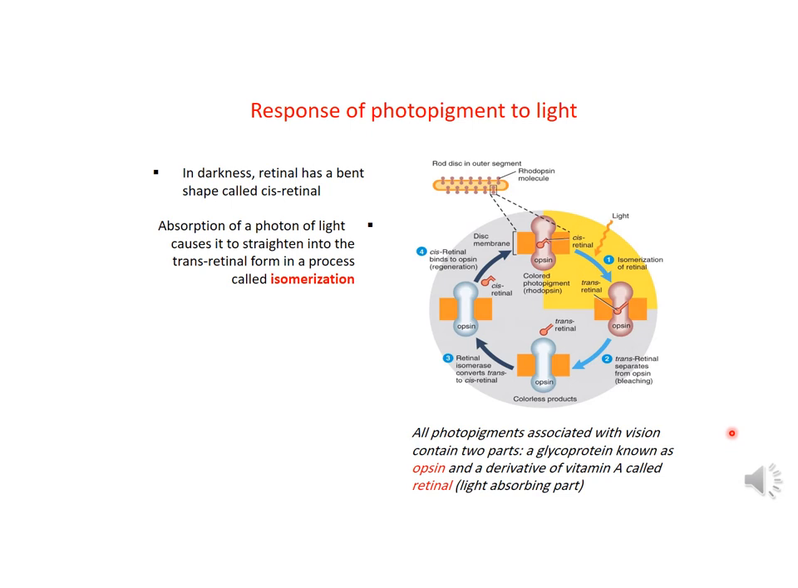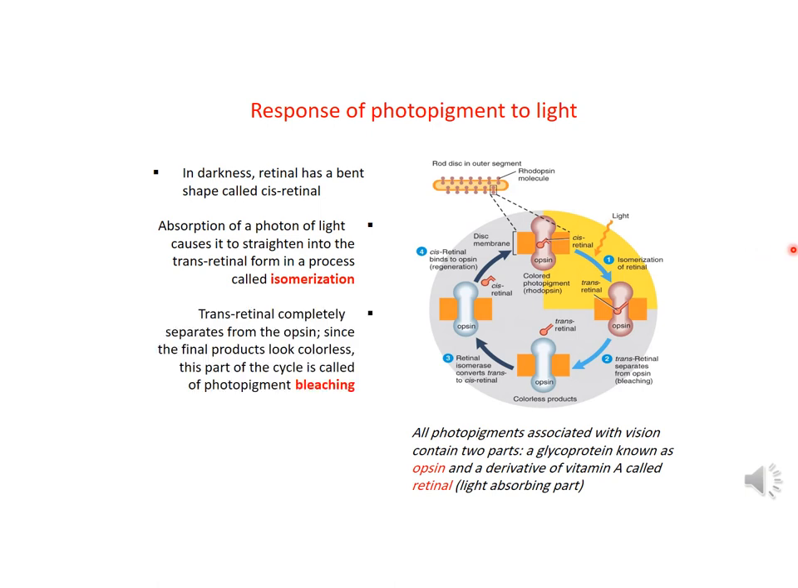That is, the pigment containing the retinal is present during darkness, and with exposure to light, this retinal is transformed into transretinal. Transretinal will be separated from what? From the opsin molecule, and what do we produce? We produce a colorless product, or bleaching of the photopigment.